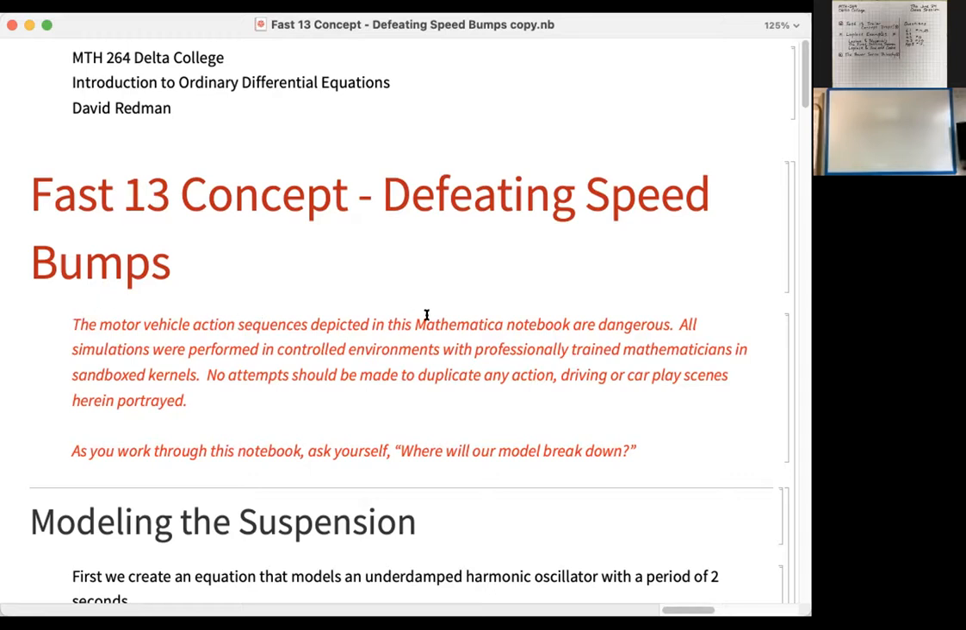But the motor vehicle action sequences depicted in this Mathematica notebook are dangerous. I jokingly said, what if we went and simulated this in a parking lot? Well, yes, you could, but don't do anything that causes risk to people. At least this is only a Mathematica notebook. It's only a computer simulation. All the simulations here were performed in a controlled environment with professionally trained mathematicians in sandboxed kernels. So no attempt should be made to duplicate any action or driving scenes herein portrayed.